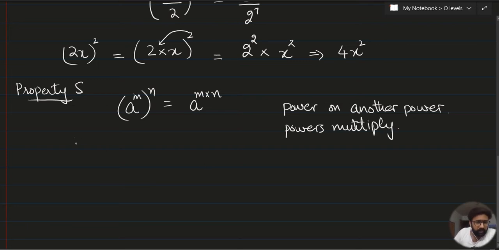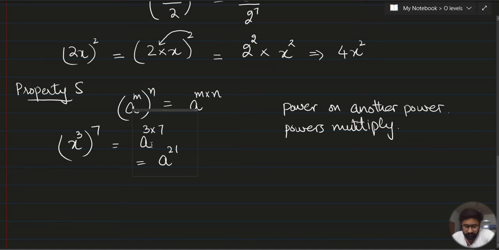Let's do an example for this. For example, it's x power 3 whole power 7. So you can see that actually it is x power 3, but on top of x power 3 there is another power, that is 7. So power on top of another power, they are going to just simply multiply, which is going to become 7 into 3, and a power 21 is going to be the answer after simplification.